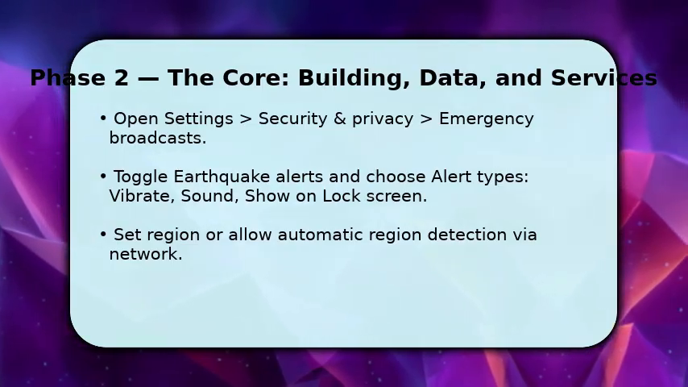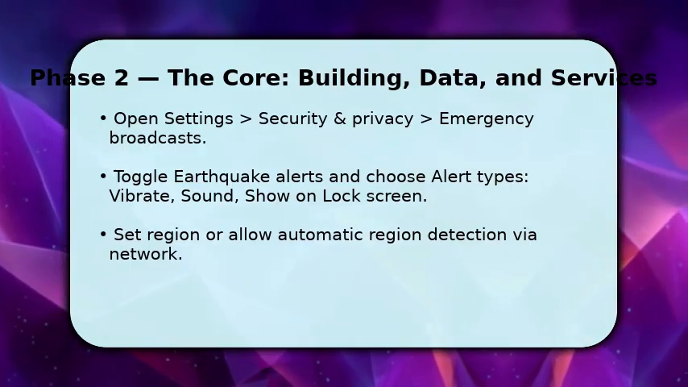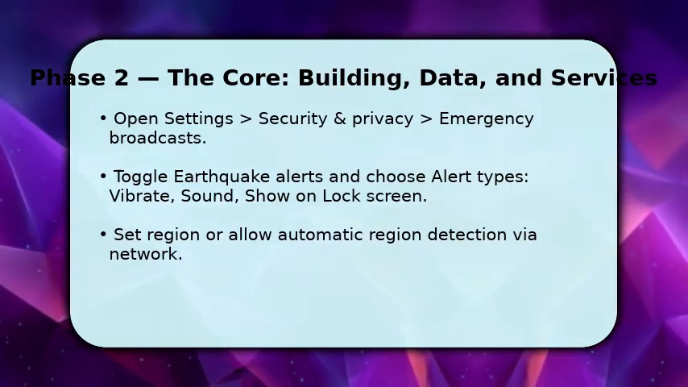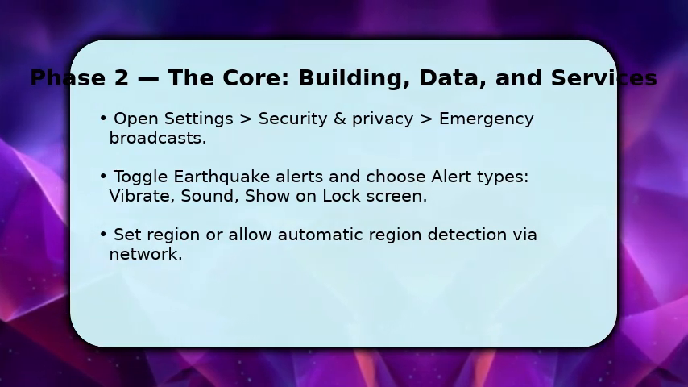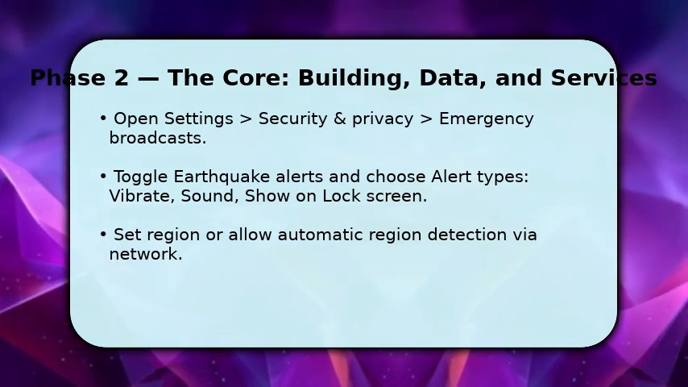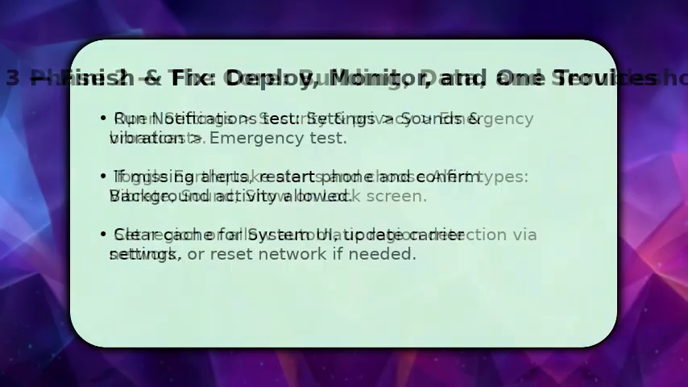Make sure region selection is correct. Either set your country or permit automatic detection via network and SIM. Doing this lets your phone receive region-specific seismic warnings distributed by authorities and deliver them in the manner you'll notice immediately. Finish by testing the setup.